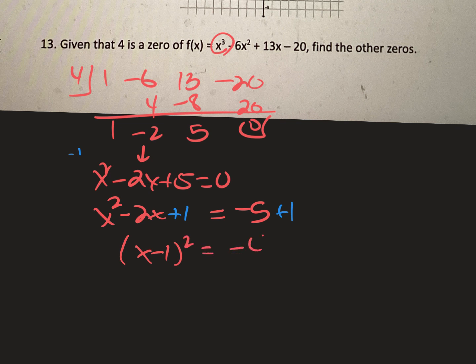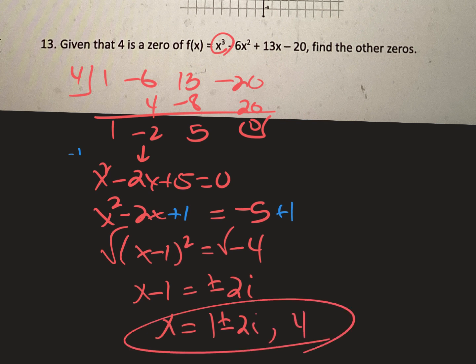On the right-hand side, that's negative 4. Let's take the square root of each side, get x minus 1 over here, get plus or minus 2i because it was a negative 4. Move that 1 over, 1 plus or minus 2i. Don't forget the other 0 was 4 that they told us at the beginning. Last slide, finally, of the year.